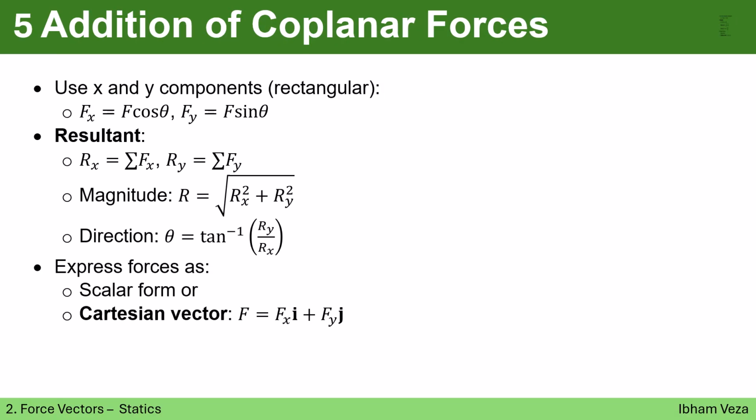Addition of coplanar forces. For coplanar forces, it is often more efficient to use rectangular components. Each force is resolved into x and y components. The resultant x component is obtained by summing all x components, and similarly for the y components. Once the resultant components are known, the magnitude is determined using the Pythagorean theorem, and the direction is calculated using trigonometry. This analytical method is widely used because it is accurate and convenient.